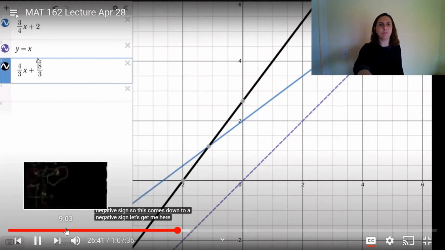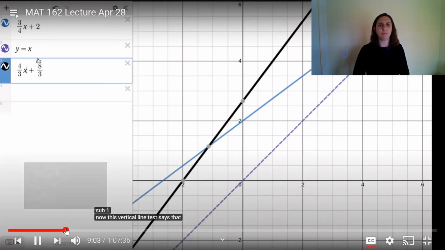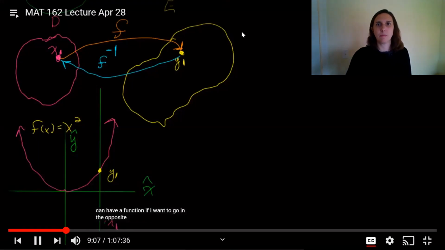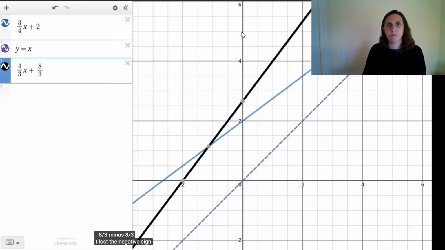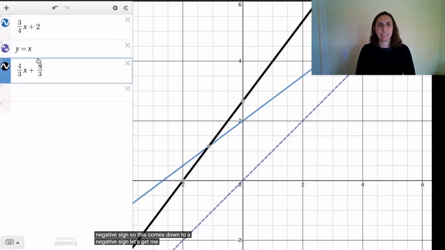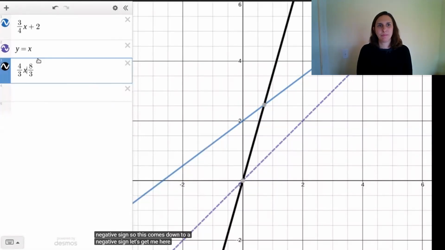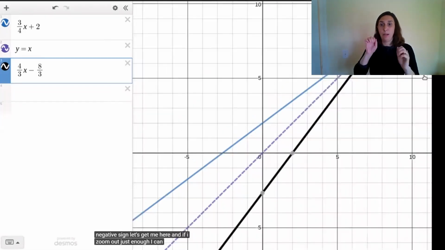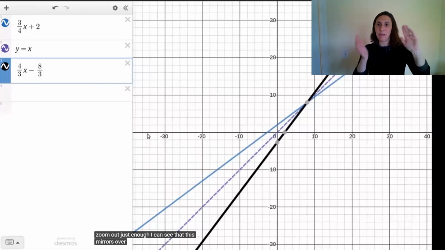Let's keep it here. And if I zoom out just enough, I can see that this mirrors over the line y equals x. And so I have inverted this function.